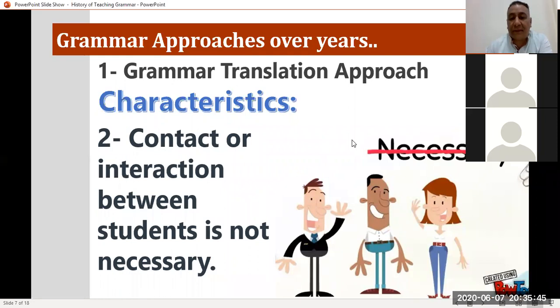In this approach, is it necessary to make contact or interact between us as teachers and our students, and between the students and each other? No. Just you are a teacher, stand up in front of the board, write the formula of the grammar, translate it، والعيال احفظ يا ابني. ايه دي؟ يقول لك بقى ذهب عمر إلى المدرسة. عمر went to school. مهم هنا إنه يحصل translation to the mother tongue. So the second characteristic of the grammar translation approach: contact or interaction between students is not necessary.